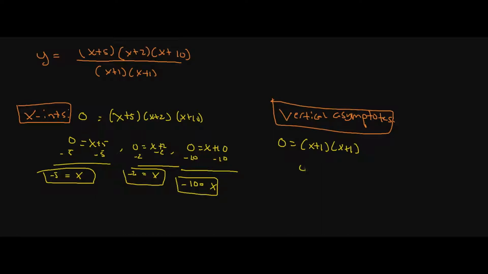And over here, we do the same thing. 0 is equal to x plus 1. We subtract 1 on both sides. You can see that in both scenarios, we're just going to get x equals -1, which means our vertical asymptote is just at -1.